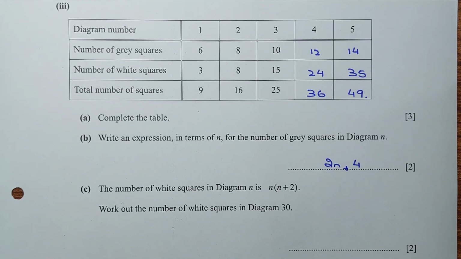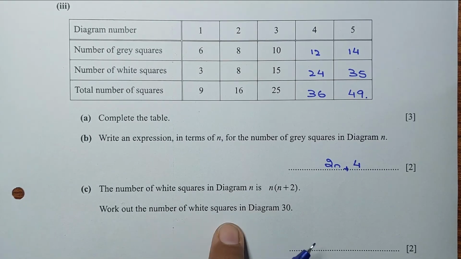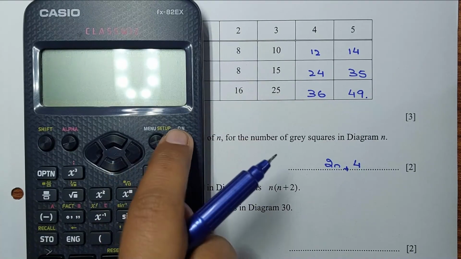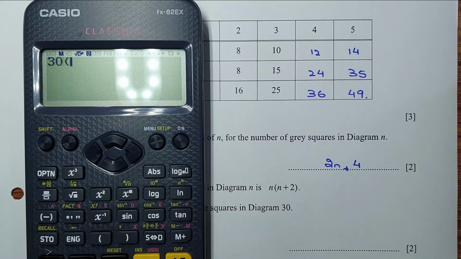Now for part C, the number of white squares in diagram n is n into n plus 2. All right, work out the number of white squares in diagram 30. So for 30, that is easy. 30 into 30 plus 2, 960.